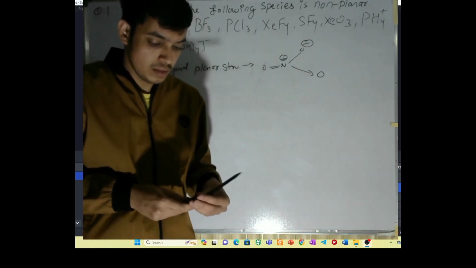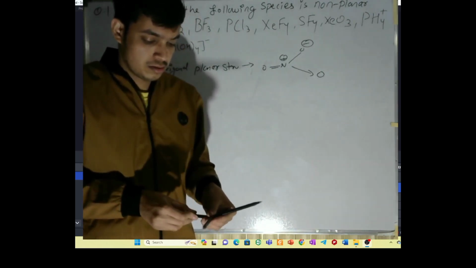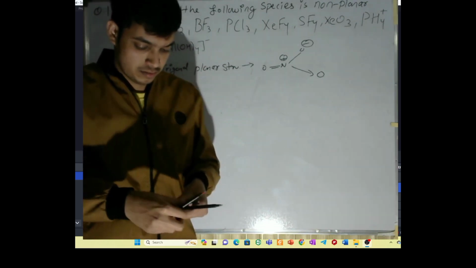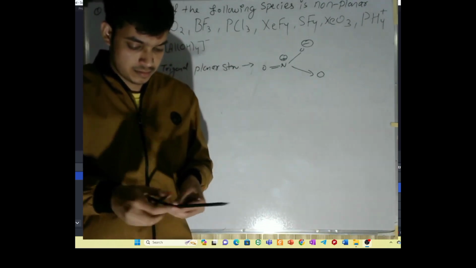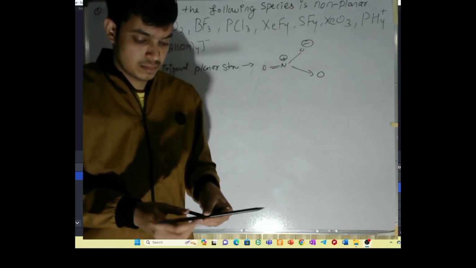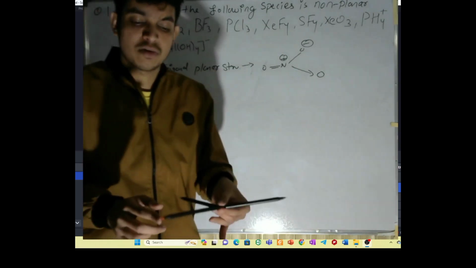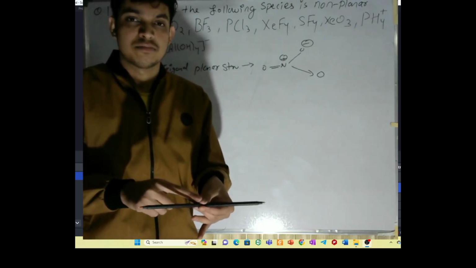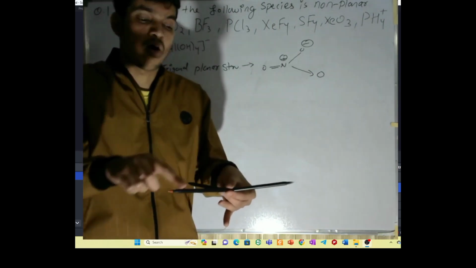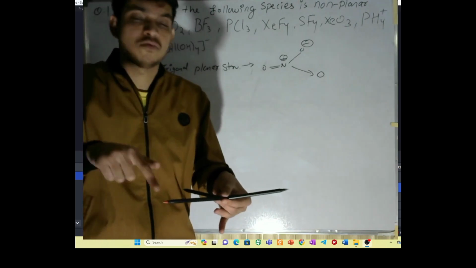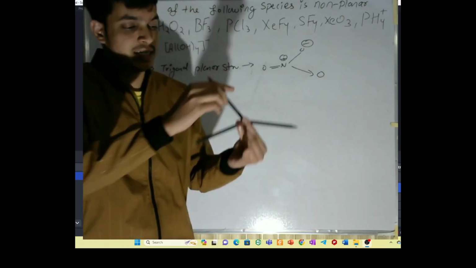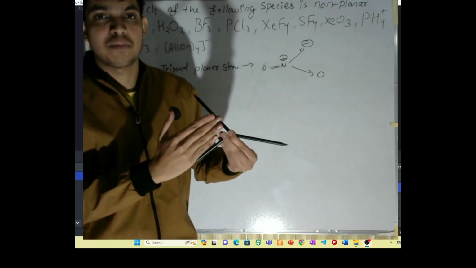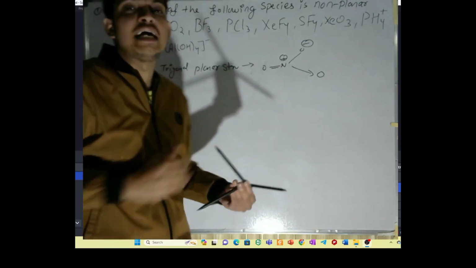So see, this is a trigonal planar structure. This one oxygen atom, this one oxygen atom, this one oxygen atom, this nitrogen atom. You can see clearly that all the four atoms lie in one plane. That's why it is called a planar structure. You can see it like this also. So NO3 minus is a kind of planar structure.